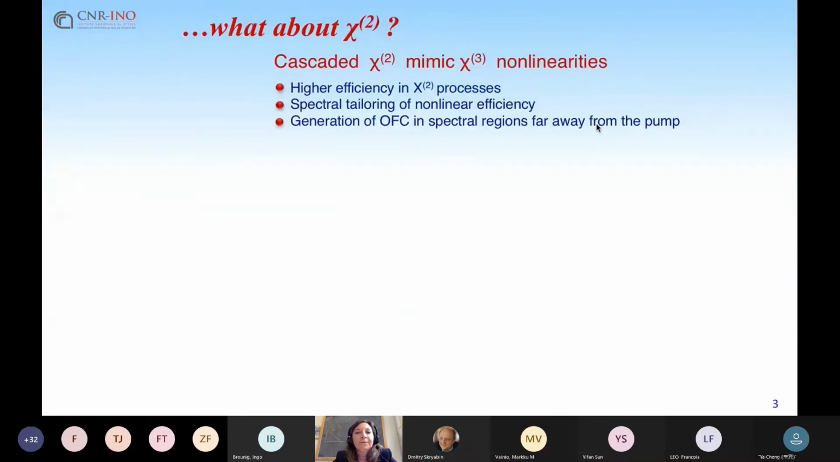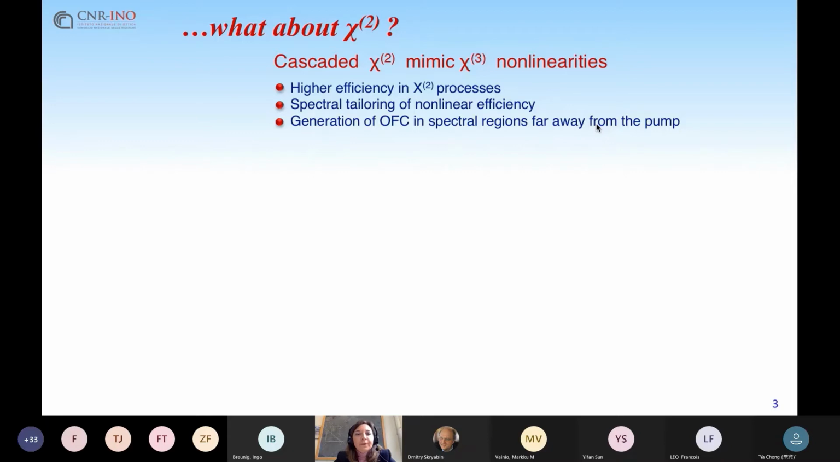And what about K2 processes? It was already known since the 60s that cascaded K2 processes could mimic K3 nonlinearities. And in 2015, 6 years ago, we demonstrated the possibility to generate optical frequency combs in optical resonators by the exploitation of pure K2 nonlinear processes.